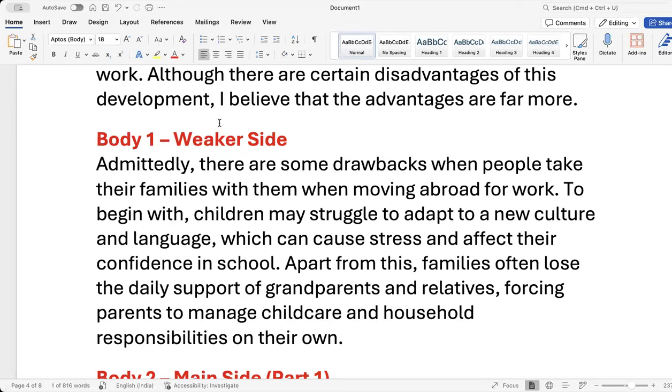Okay, let's move to body paragraph 1. Here we are writing the weaker side. Now let me show you how I use this connector and how I write my points. First, I use the connector "admittedly". Admittedly is for the weaker side. It's like giving a concession. It's like agreeing with the other person.